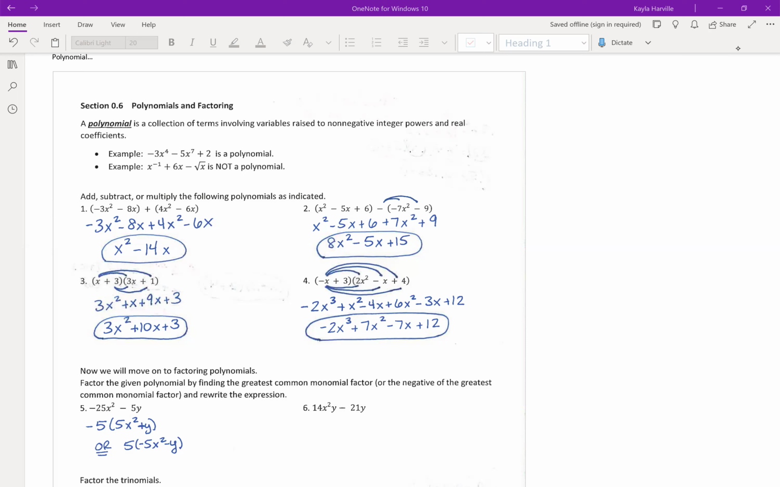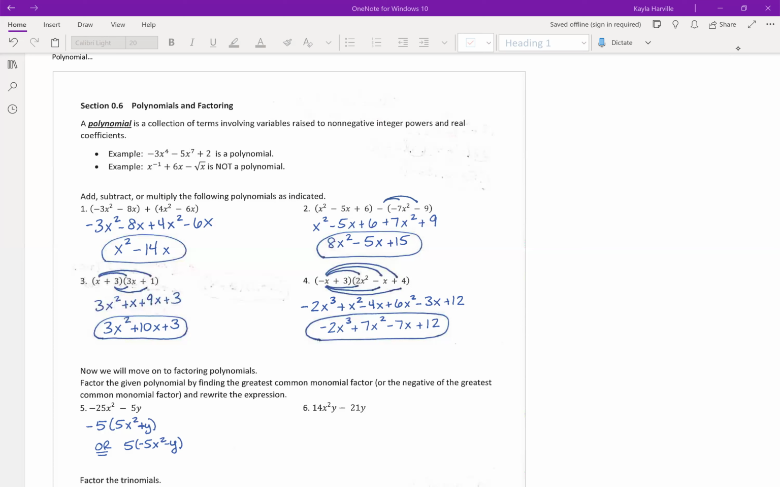Section 0.6, Polynomials and Factoring. A polynomial is a collection of terms involving variables raised to non-negative integer powers and real coefficients. So negative 3x to the fourth minus 5x to the seventh plus 2 meets all of those requirements.